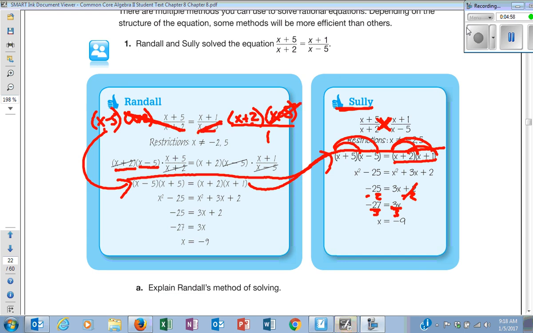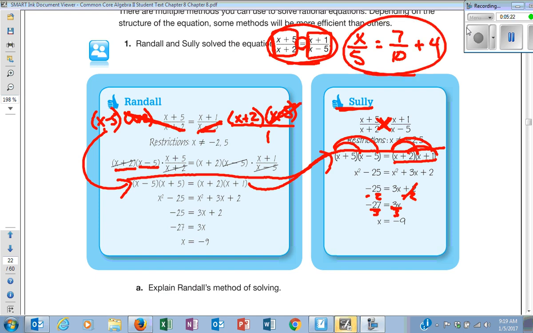Sully just does the quick step, which is just cross multiplying. You are allowed to cross multiply as long as the original problem is one fraction, two fractions, and they're set equal to each other. If you had x over 5 equals 7 tenths plus 4, you cannot cross multiply this problem. Yes, there's one fraction. Yes, there's two fractions, but there's something else out here. You can't have something else out here and cross multiply.